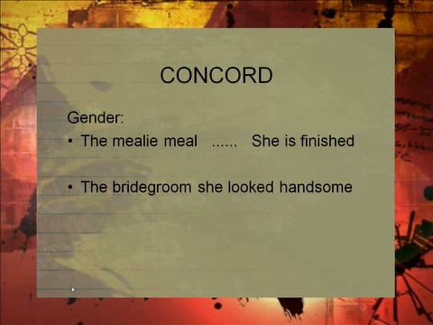There are two problems there. First of all, we would never repeat the pronoun. We would say the bridegroom looked handsome. And then the bridegroom is a man. You cannot say she. My aunt, something about your aunt, and then he. No, no, no. Aunt is a woman. You must say she.